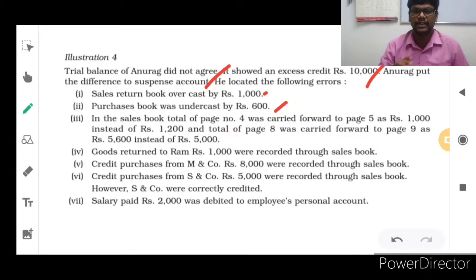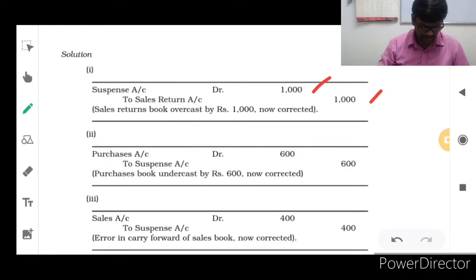Actual amount, 5,000 for example. But instead of 5,000, now it is undercast to 4,400, only 600 rupees undercast. So now we are going to debit purchase account by 600, and suspense account is on the opposite side. As I told you already, the shorter side is credit here, so suspense account is created and credited.